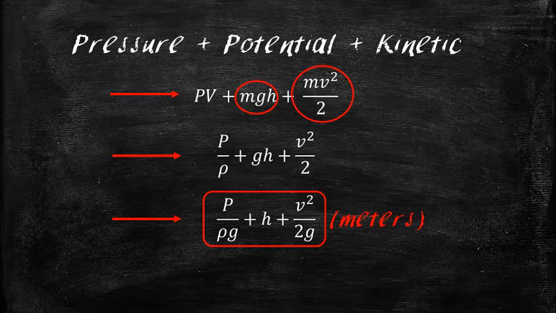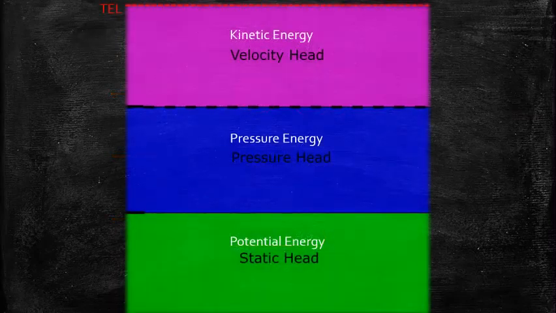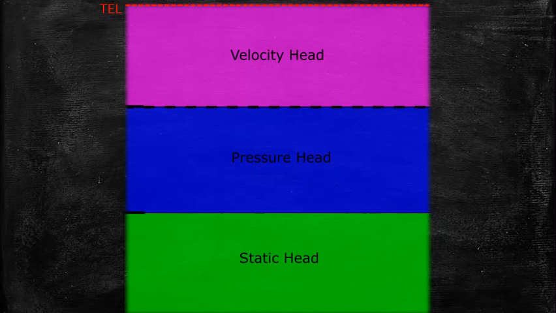Now that we've changed their expression, we will no longer refer to these three terms as energies, but rather heads. What was the potential energy, energy due to height, we will now refer to as the static head. What was kinetic, energy due to movement, we will now refer to as the velocity or kinetic head. And pressure energy is the pressure head.